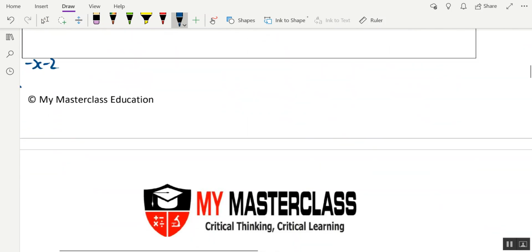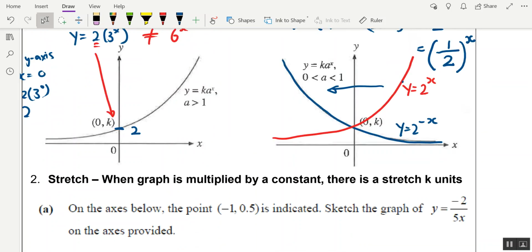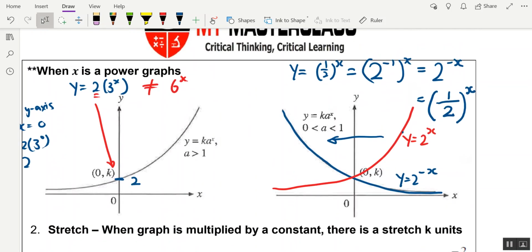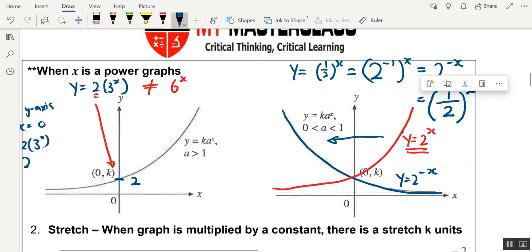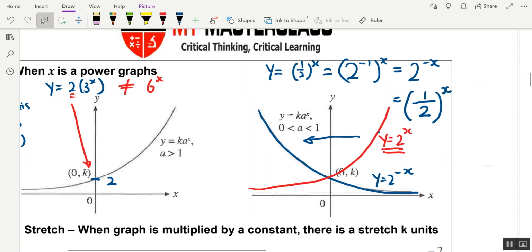Okay, but in this case, the original graph was y equals 2 to the power x. To change it to y equals 2 to the power negative x, we put the negative sign at the x. When we put the negative sign at the x, we flip from left to right. So it's different. Okay?